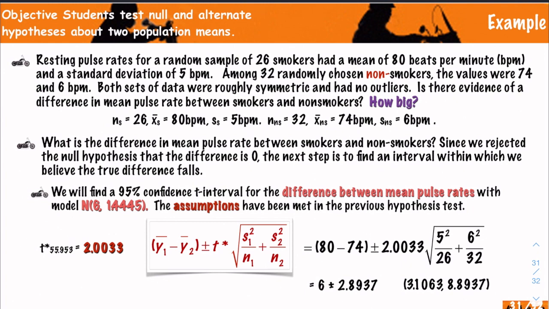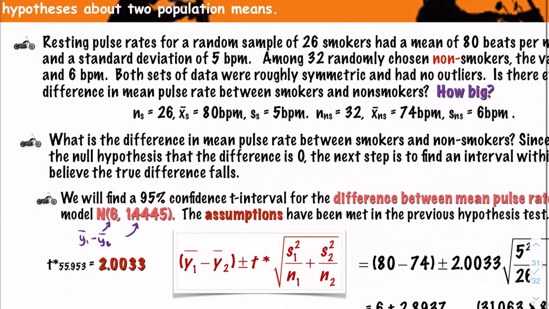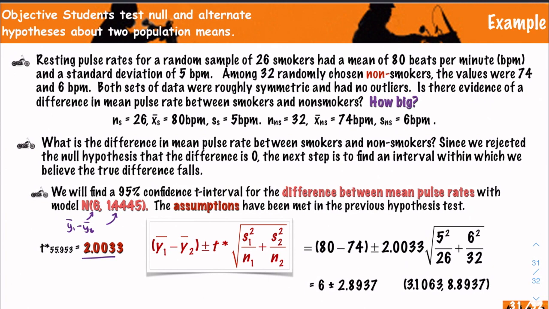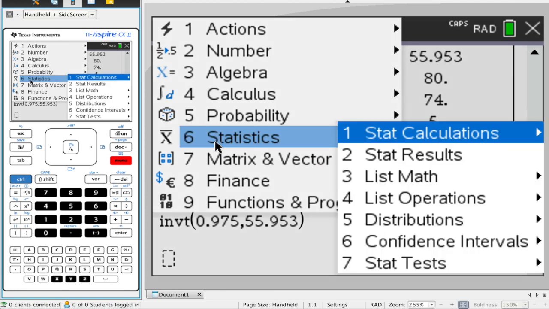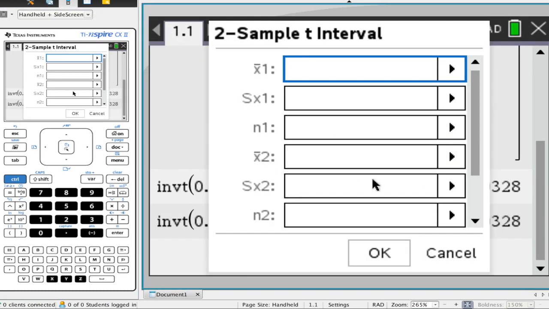We will find a 95% confidence t-interval for the difference between mean pulse rates with the model. This is our difference: y1 bar minus y2 bar, and our standard error that we found before. We've already checked the assumptions, so we can jump straight to our calculator with our critical value that we found earlier. So 80 minus 74 is 6, plus or minus 2.033 times our standard error. So we get 6 plus or minus 2.8937, or a lower bound of 3.1063 to an upper bound of 8.8937. Now going to our calculator, we're going to hit Menu, Stats, Confidence Interval, and we're going to do a 2-sample t-interval. We're going to type in our averages, type in our standard deviations, type in our confidence level of 0.95, and hit Enter.